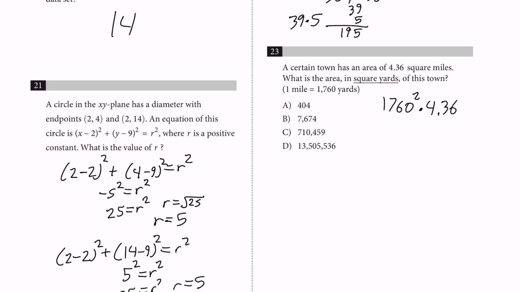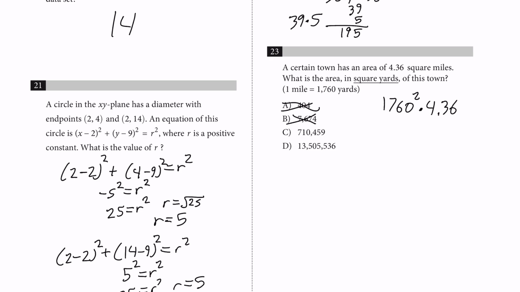If you have a calculator, you can just plug that directly into your calculator, and it will give you one of these numbers. If you don't have a calculator, you could obviously multiply this out as well. But another way to think about it is this is 1,760 times 1,760 times 4.36. So immediately, you know that it's bigger than 404, because 1,760 is bigger than 404. You also know that it's bigger than 7,674 because you're doing something over 1,000 multiplied by something over 1,000.